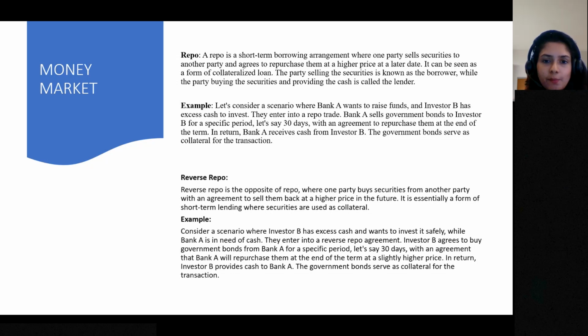The same thing happens with banks. The financial example we'll see in the upcoming slides. Now, what is a reverse repo? It's exactly the opposite of repo. Now, let's say I have excess cash. Okay, I'm very rich.